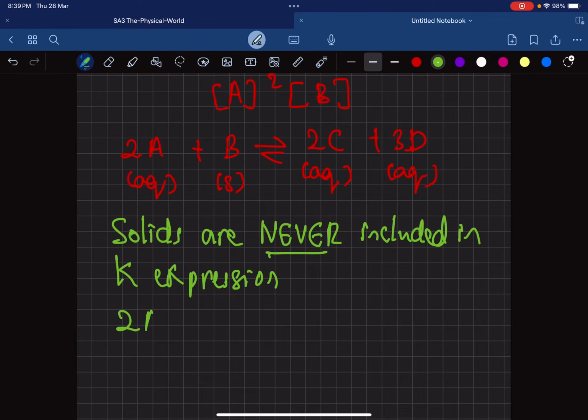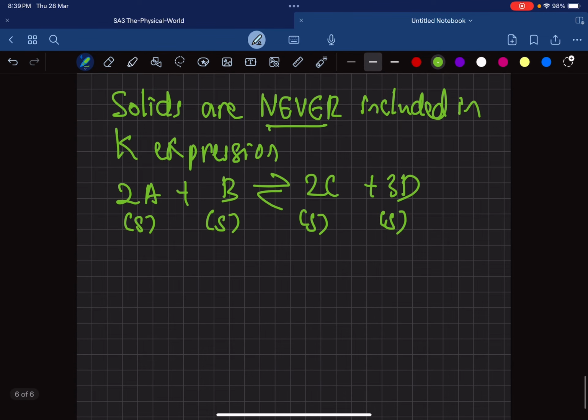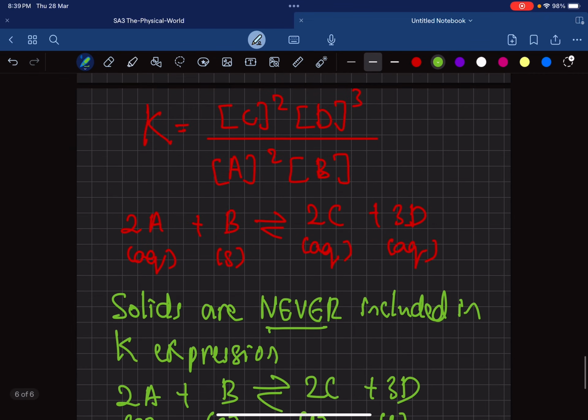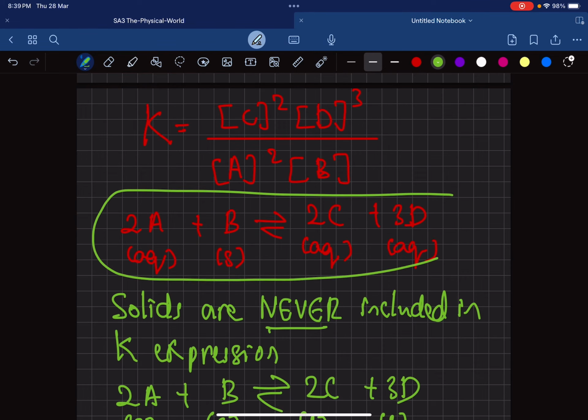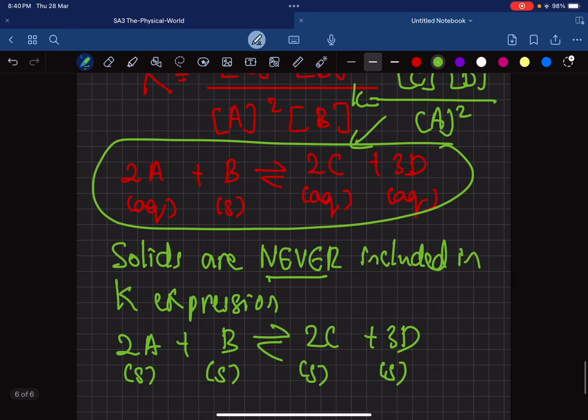So for example, let's say it was 2a solid plus b solid, double arrow, 2c solid and 3d solid. It's never ever included in the expression. So for the one just now, the expression will be c squared, d power of 3 divided by a power of 2. That's it. That will be the expression for this one. We do not include solids into the expression.